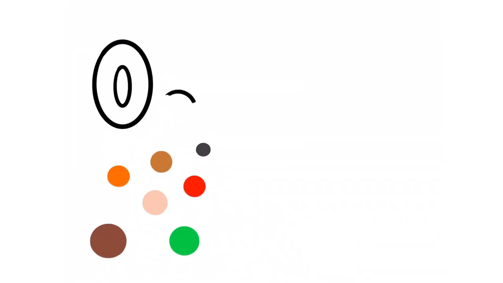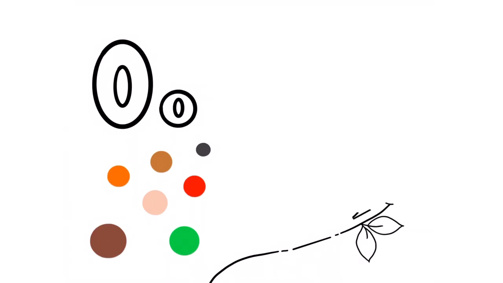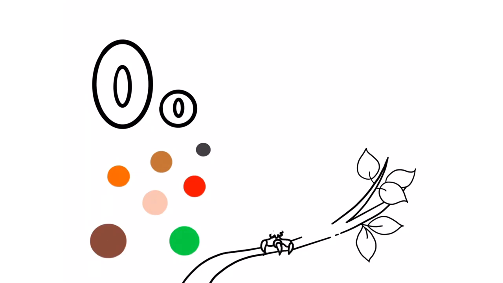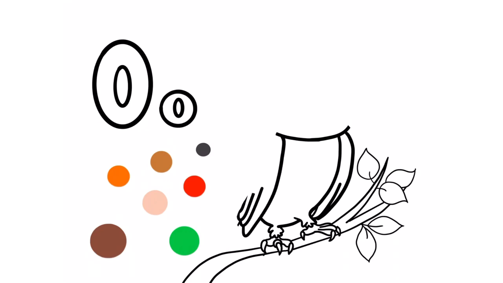Capital letter O. Lowercase O. Let's draw the owl. Owls have amazing hearing. They can hear the tiniest sounds like a mouse squeaking from far away. Isn't that interesting? Owls have special feathers that allow them to fly silently.